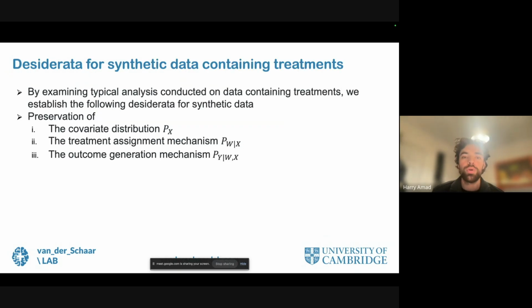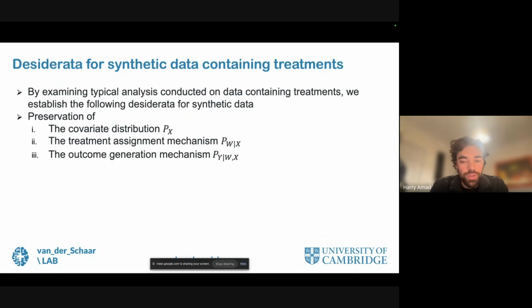So we'll start with the first point, which is how do we define what a good synthetic data set is for causal inference tasks? And this basically comes down to three key distributions, which are quite similar to the causal graph which I showed before. In causal analysis, there are three key distributions which really determine the effect of the analyses. And they are the covariate distribution, or P of X, the treatment assignment mechanism, P of W given X, and the outcome generation mechanism, P of Y given W and X.